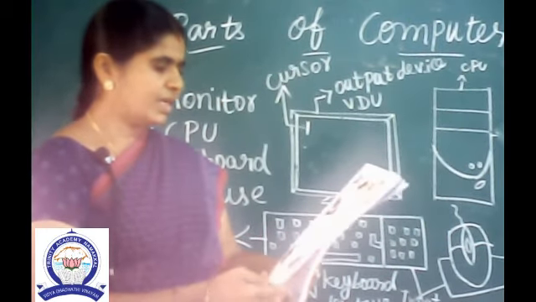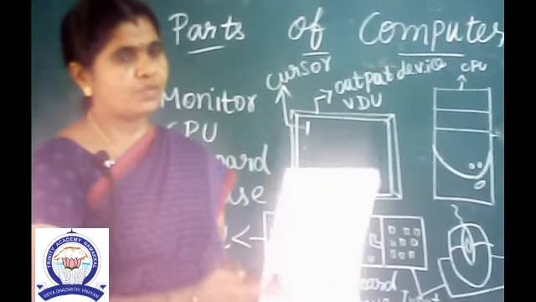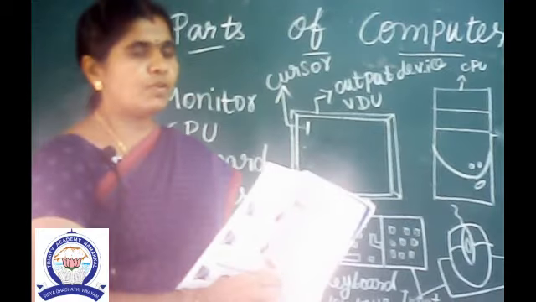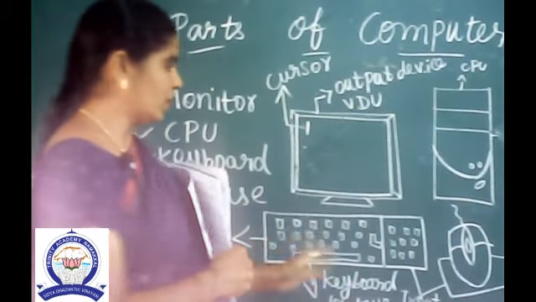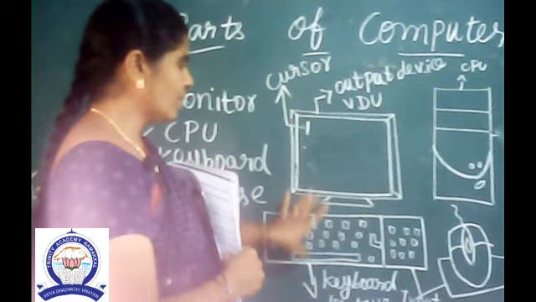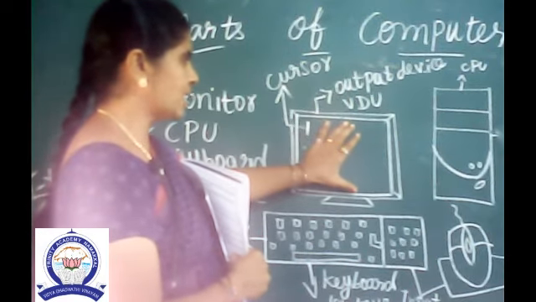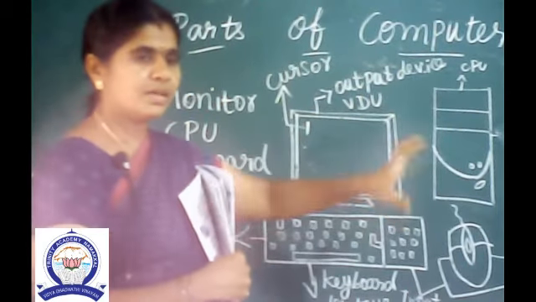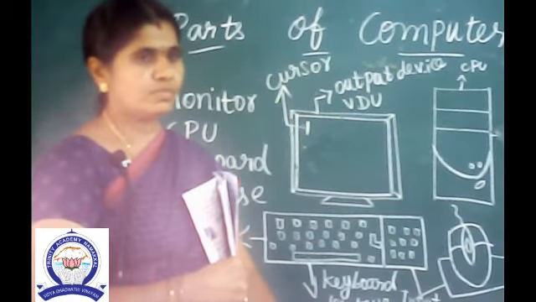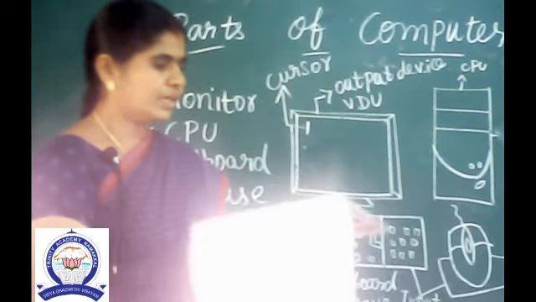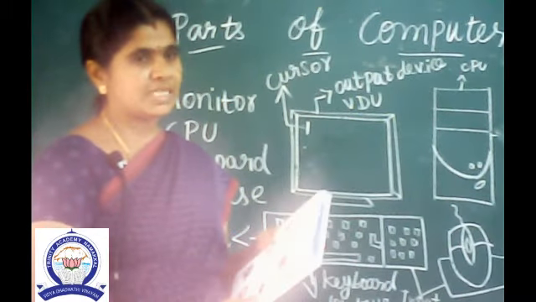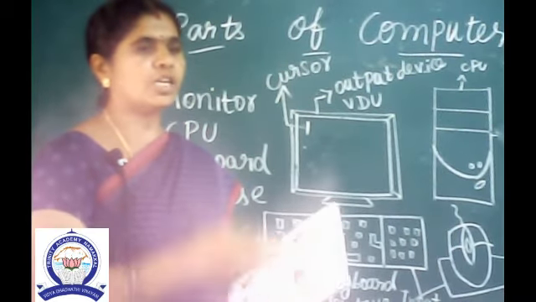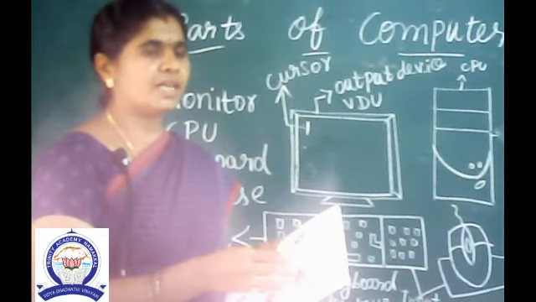Understand? Then some other parts they have given in your book. First one is printer. Whatever we are doing on the keyboard, all the instructions we can see visually on the monitor. Those functions we can take in printed form with the help of printer. Okay. Then the next one is scanner. What is the use of the scanner? If you want to send any picture to the computer, with the help of scanner it is possible.